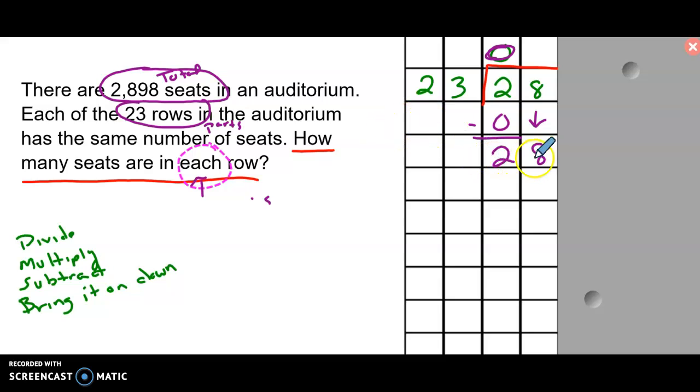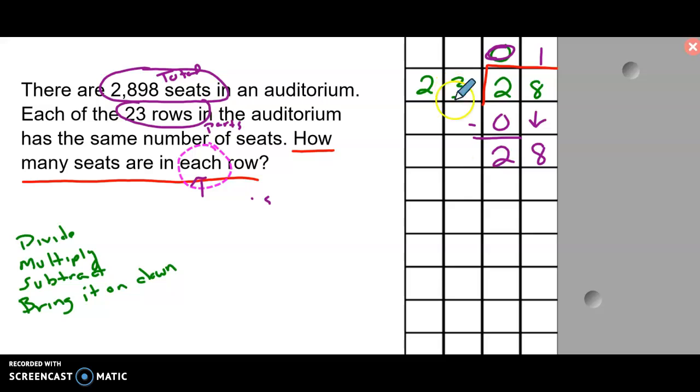Now let's think about it. Can I take 28 people and put them into 23 groups? Well, yeah, it's going to be only one person in each group, but it's okay. How many times does 23 go into 28? Well, it doesn't go into it evenly, but it'll get close. It goes into it one time. I just divided 28 by 23 and I got 1.